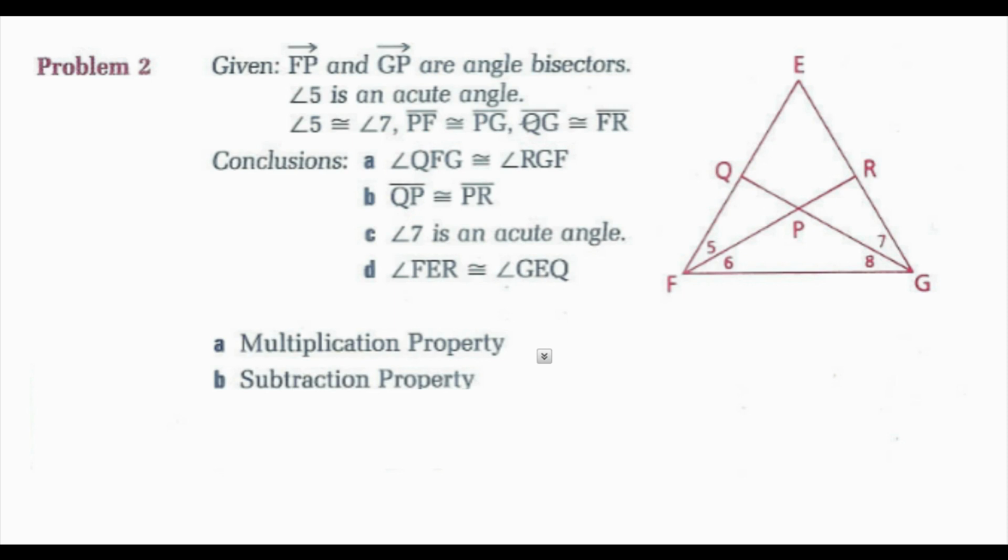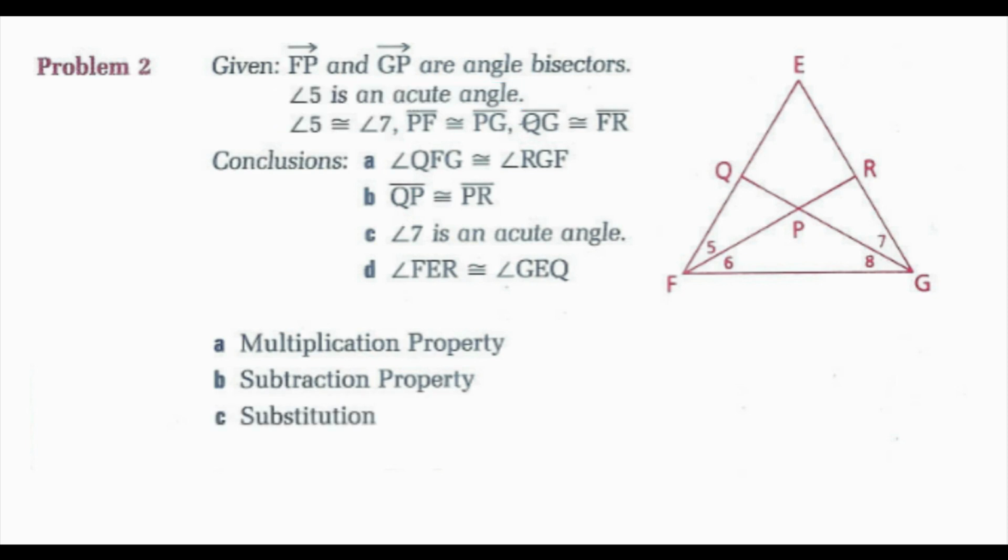Part C, angle 7 is an acute angle. Notice that I have angle 5 is an acute angle, and then angle 5 is congruent to angle 7. So I can use the substitution property to replace angle 7 with angle 5 to state that angle 7 is an acute angle. So C is substitution.